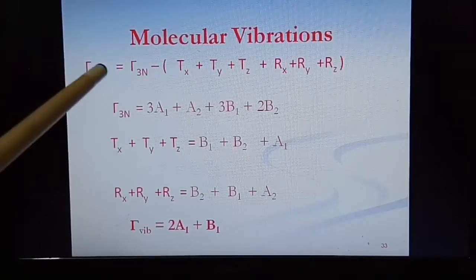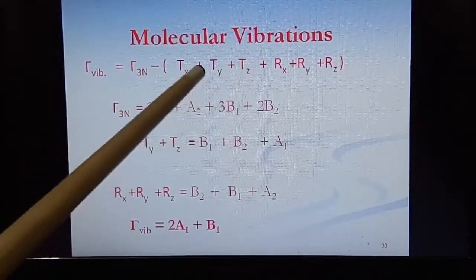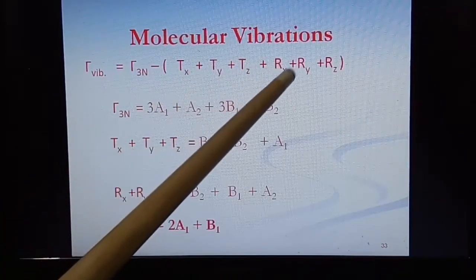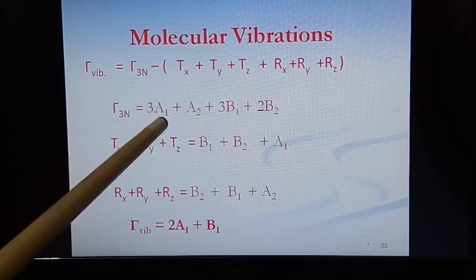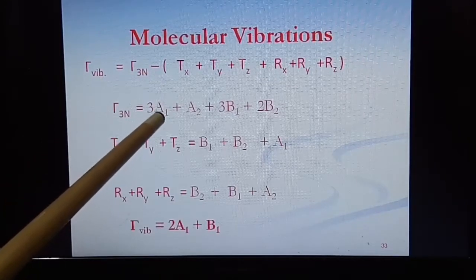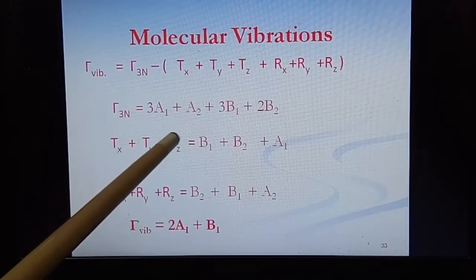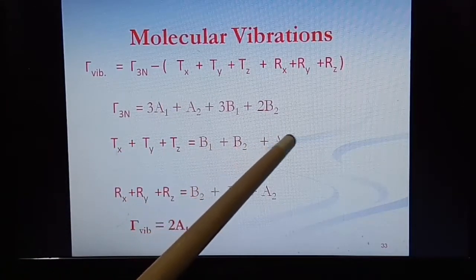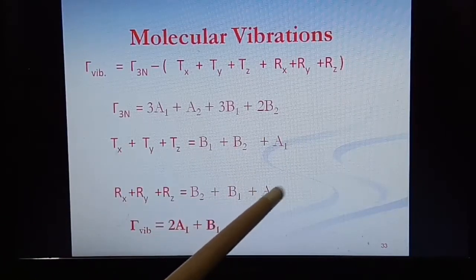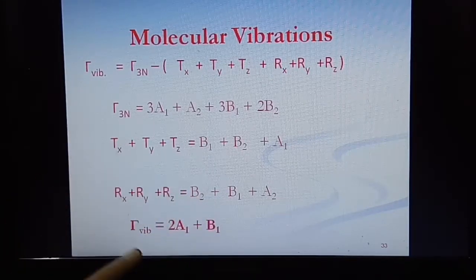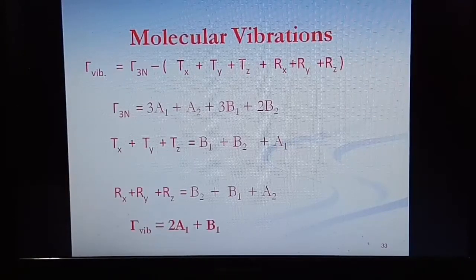Now tau vibrations will be tau 3n minus the translations along x, y and z and the rotations along the x, y and z axes. Tau 3n is 3a1 plus a2 plus 3b1 plus 2b2. Now tx plus ty plus tz will be b1 plus b2 plus a1, and rx plus ry plus rz is equal to b2 plus b1 plus a2. So the remaining will be tau vibrations, which is equal to 2a1 plus b1.